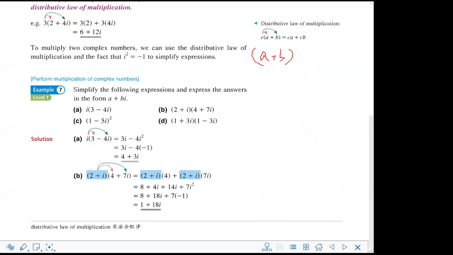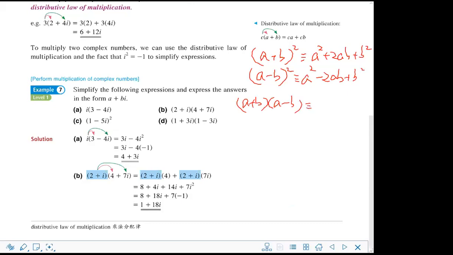Okay? For part C and part D, it's the same, but you need to remember the 3 identities. A plus B bracket square is A square plus 2AB plus B square. And then A minus B bracket square is A square minus 2AB plus B square. And then A plus B times A minus B is A square minus B square. Okay, so it is like this.